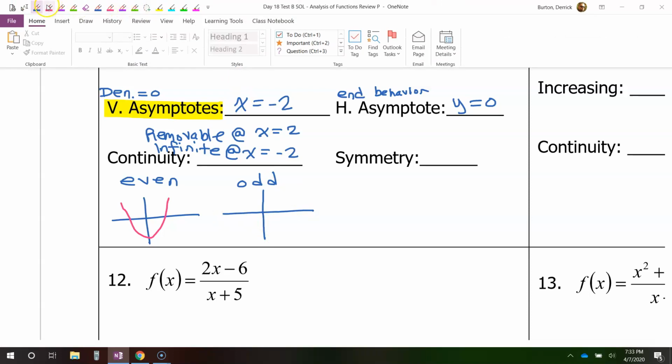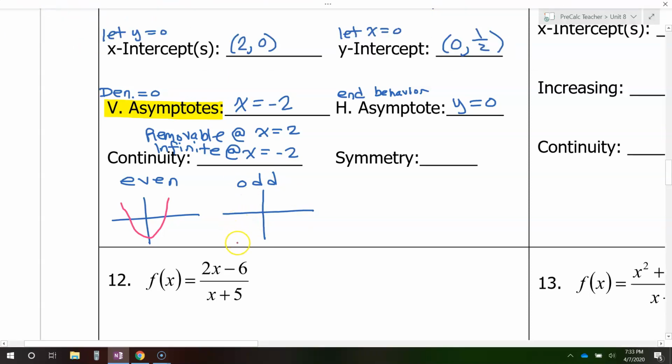The classic example of odd symmetry is our cubic function, x to the third power, is what I'm basically drawing right now. And if I rotated this around the origin and turned it upside down, it would still look exactly the same. That's what odd symmetry is. It's rotational symmetry around the origin.